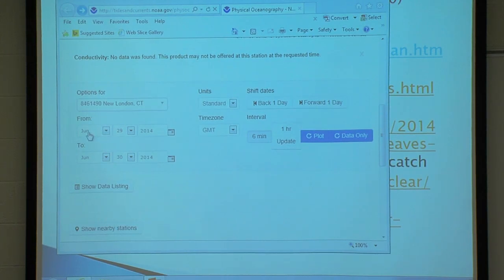You can pick what month it is, what day it is, what year it is, and you can click on that, and it's going to come up with temperature data of the water. So you could go back to 1988 in the Bridgeport station and find out what the water temperature was in that part of Long Island Sound. And you can also keep track of the different temperatures by the power plant.